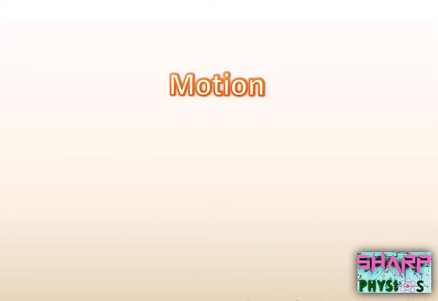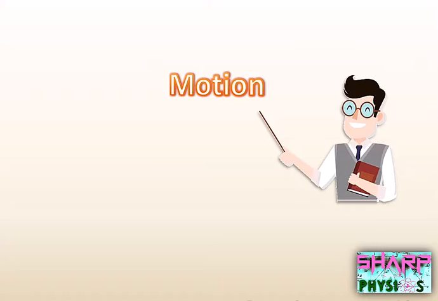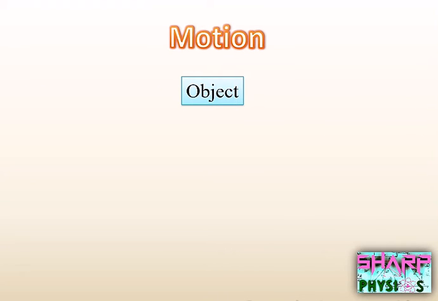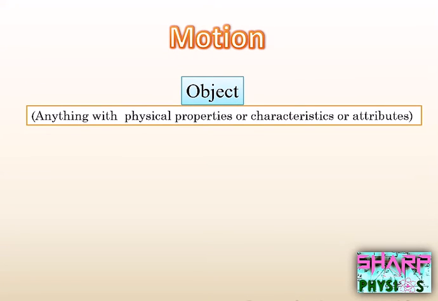Morning, dear students. Today's topic is motion. In our everyday life, we see some objects around us. Before we see about motion, we will be seeing what an object is. Anything with physical properties, characteristics or attributes, we call an object. Around you there may be many objects which you might have witnessed.